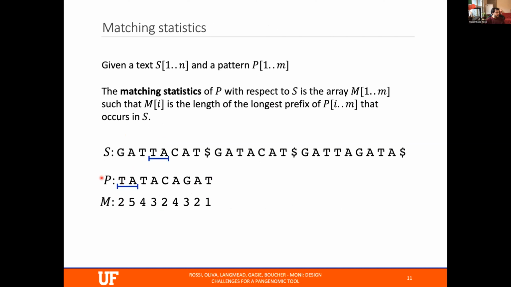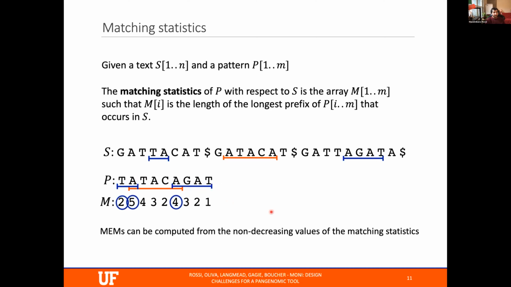For example, the longest prefix of the pattern that occurs in the text is TA, because TAT does not occur, and that's length 2. The longest prefix of the second suffix of the pattern that occurs in the text is 5, because ATACAG does not occur. And the longest prefix of the sixth suffix is AGAT. Why did I highlight only those? Because those are the MEMs of the pattern, because we can compute the MEMs from the matching statistics, from the non-decreasing values of the matching statistics.